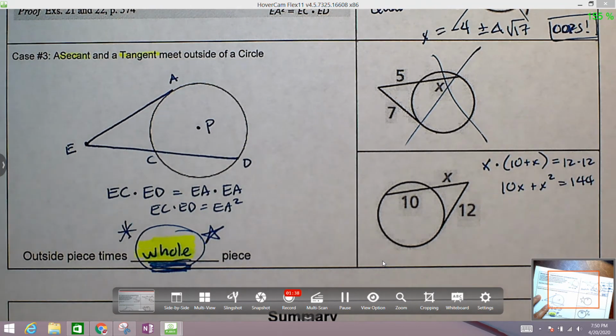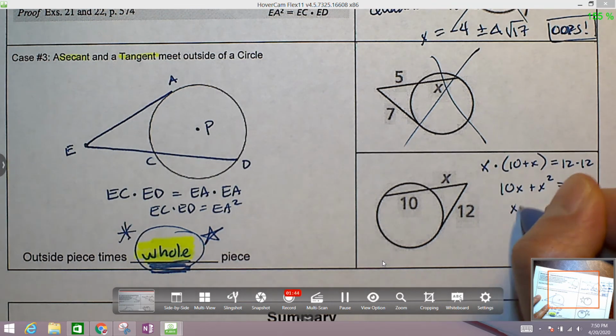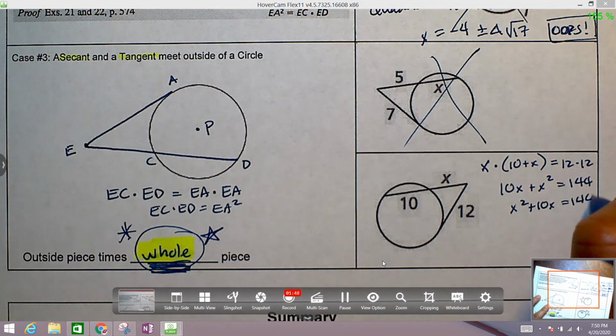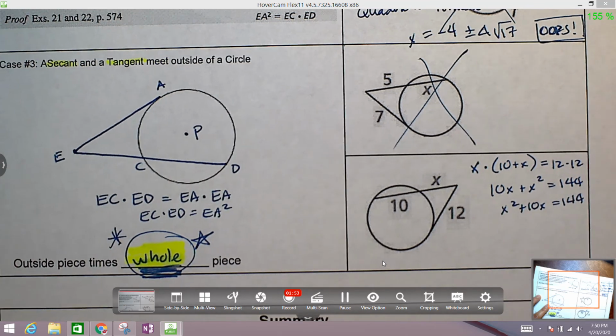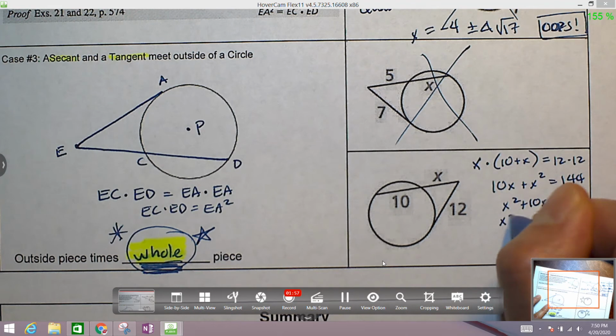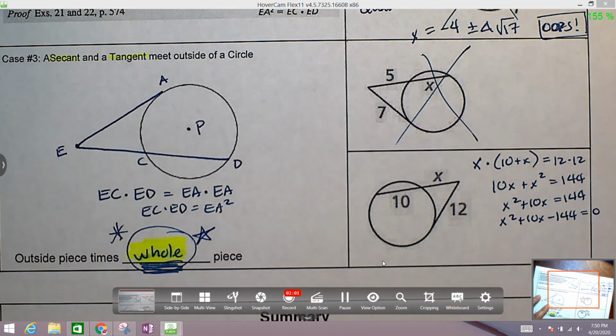Okay. Then let's go ahead and subtract 144 from both sides and rearrange this a little bit. Actually, let's do it in two steps. So x squared plus 10x equals 144. I just flipped those. Okay, commuted them around the plus sign. Now let's subtract 144. So now we get x squared plus 10x minus 144 equals 0.